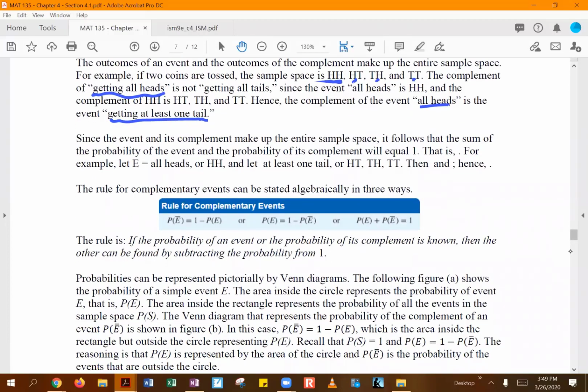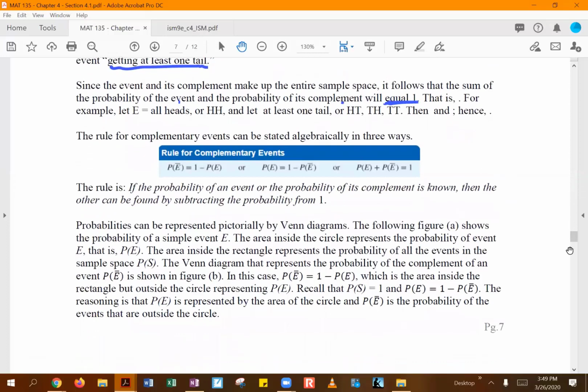So they're saying since the event and its complement make up the entire sample space, it follows that the sum of both the event and the complementary event has to equal 1. So this is going to be something important to keep in mind. The sum of the probability of the event and the probability of the complement has to equal 1.